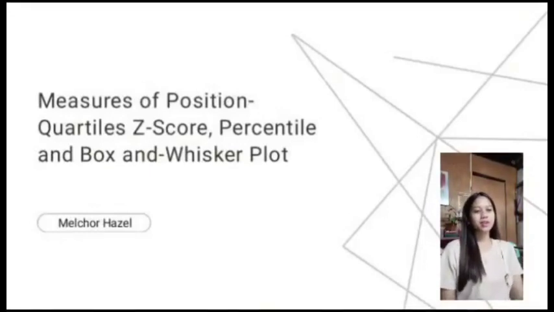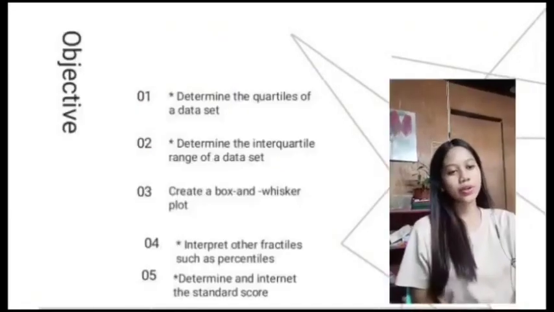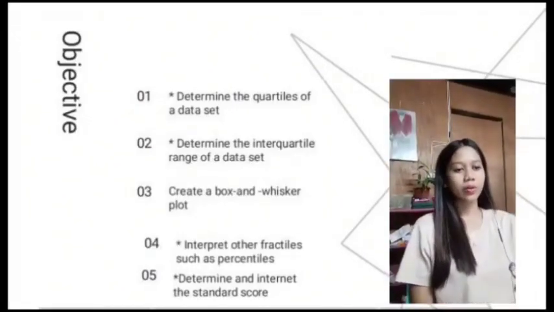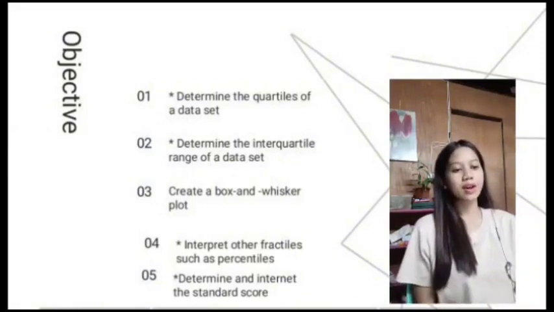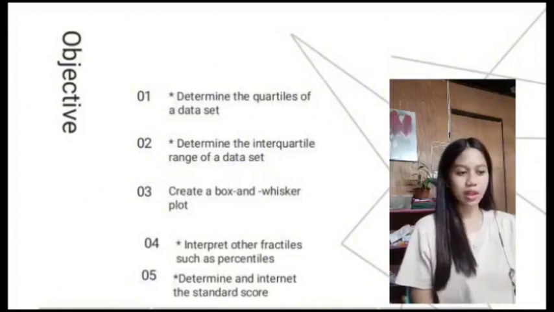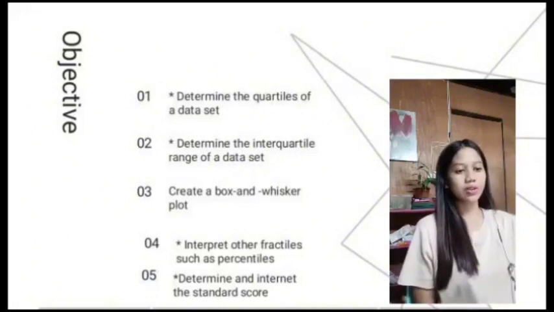My topic is all about measures of position: quartiles, z-scores, percentiles, and box and whisker plots. We're going to learn how to determine the quartiles of a dataset, the range of a dataset, create box and whisker plots, interpret percentiles, and determine and interpret standard scores. First, let's determine the quartiles of a dataset.